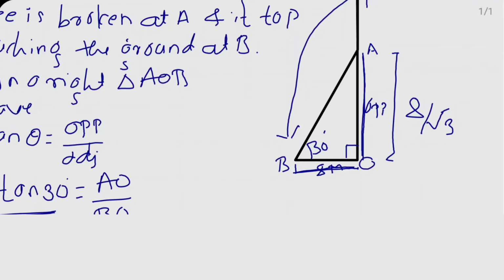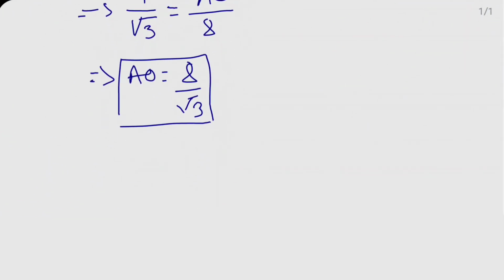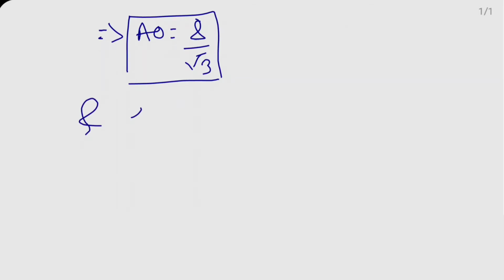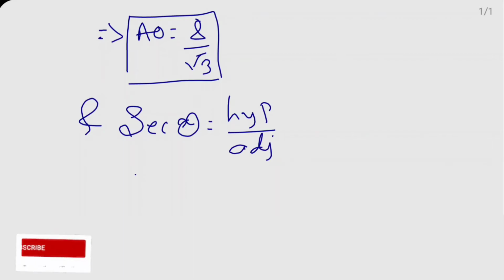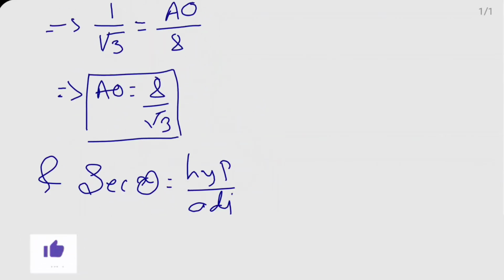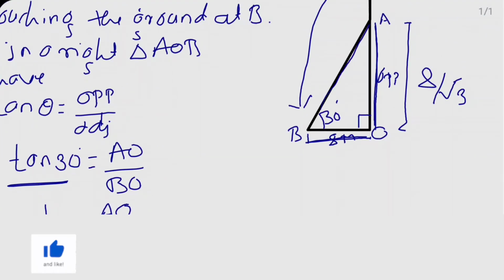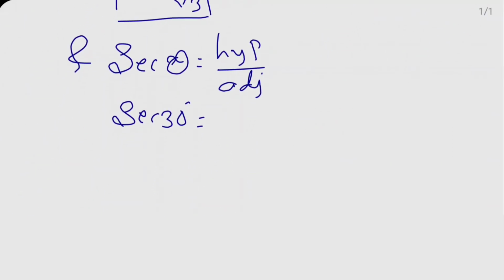And now we want to find AB. So sec theta equals hypotenuse divided by adjacent, right? So I will consider sec 30 degrees. When we consider 30, AB becomes the hypotenuse and BO becomes the adjacent. So substitute here: sec 30 equals hypotenuse AB divided by adjacent OB.